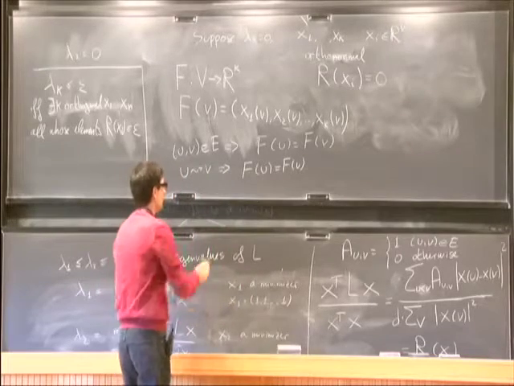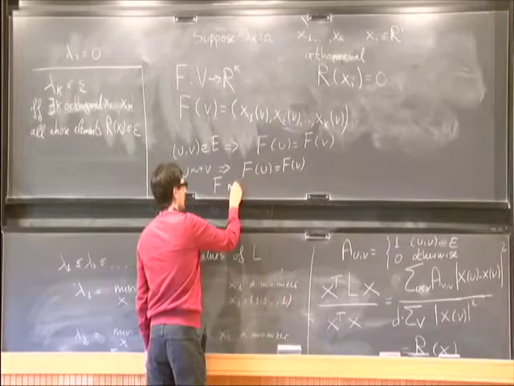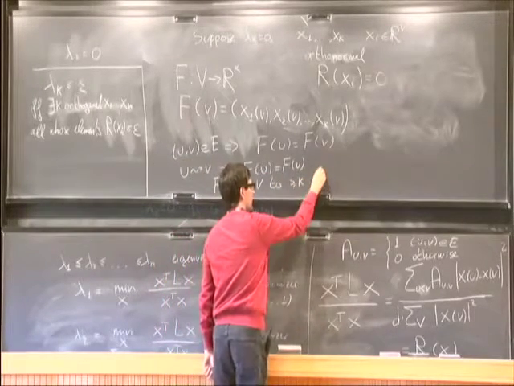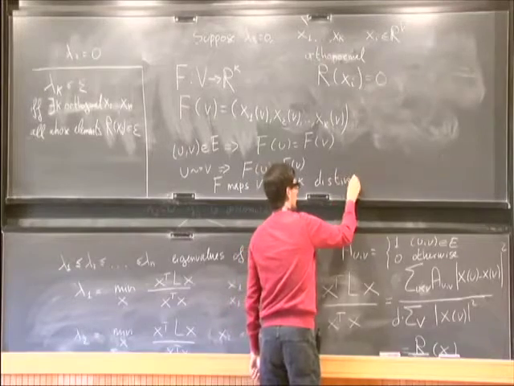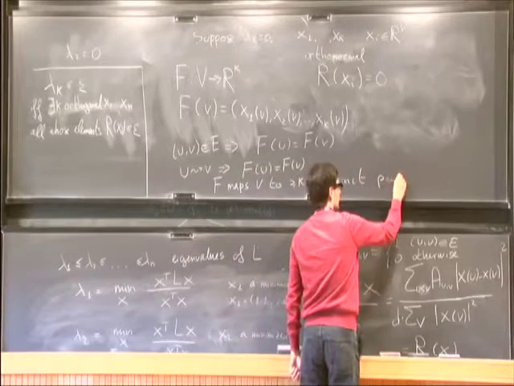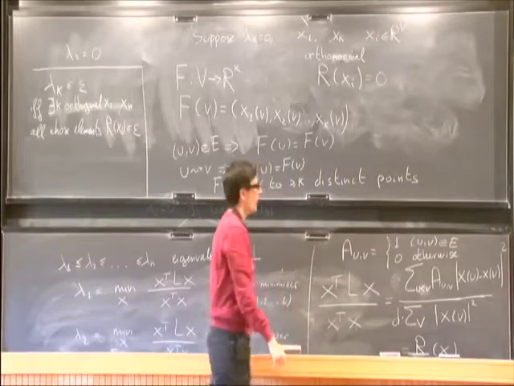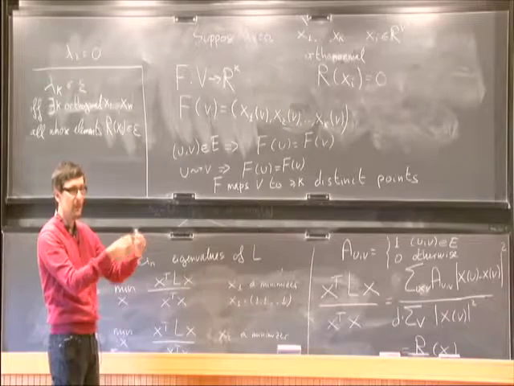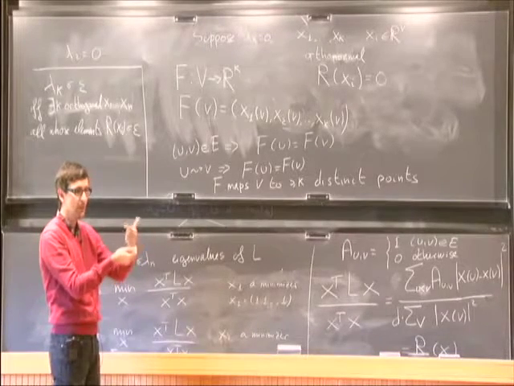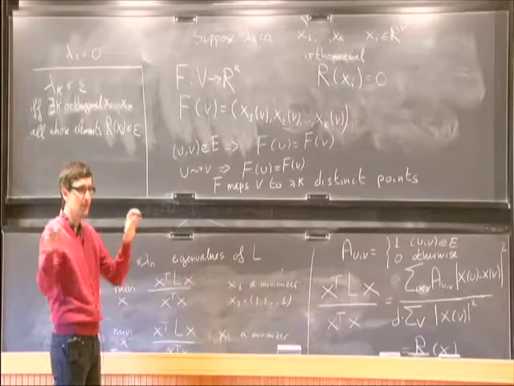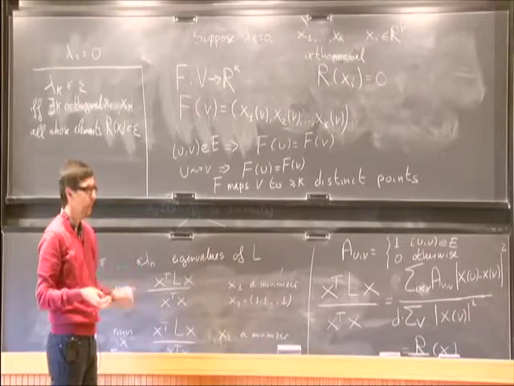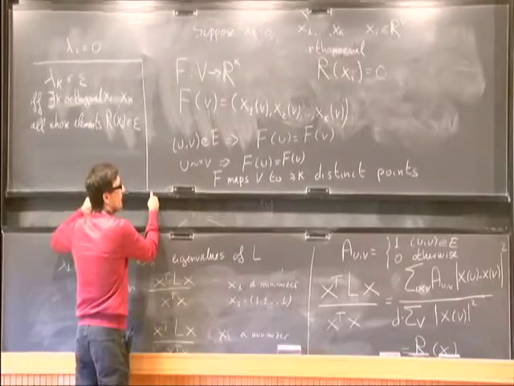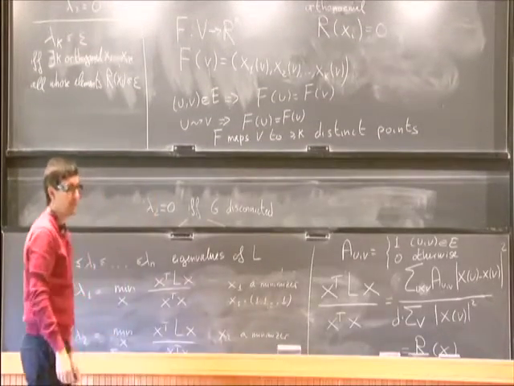So it remains to prove that f maps the vertices to at least k distinct points. Because then we can take the pre-images of the points in real space to which vertices are mapped, and all those pre-images will have to be disconnected sets of vertices because of this property. If not, then you could fit into a lower dimensional space.